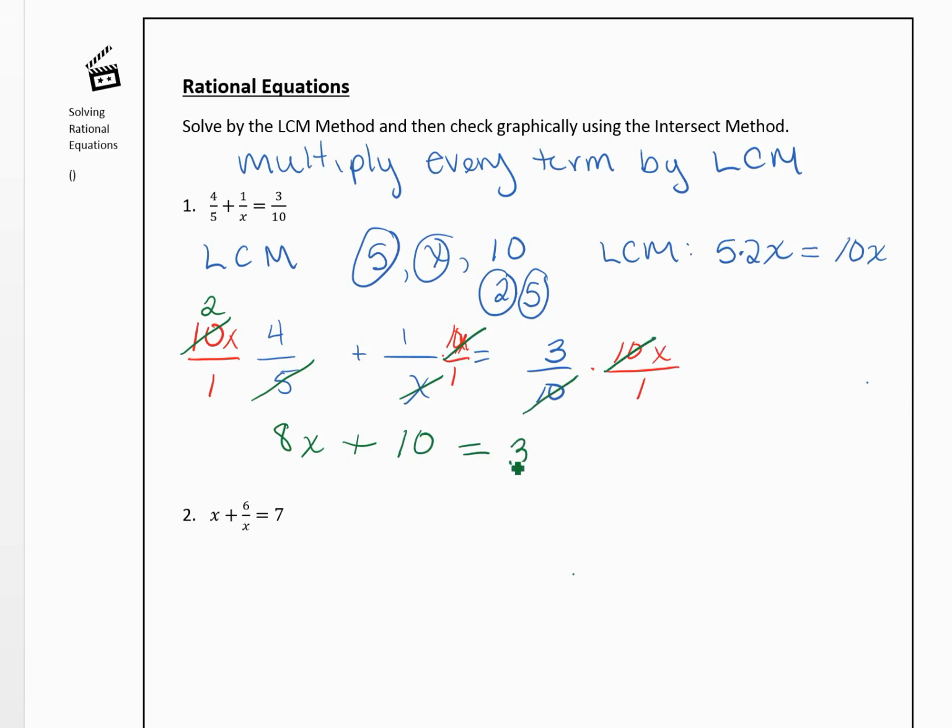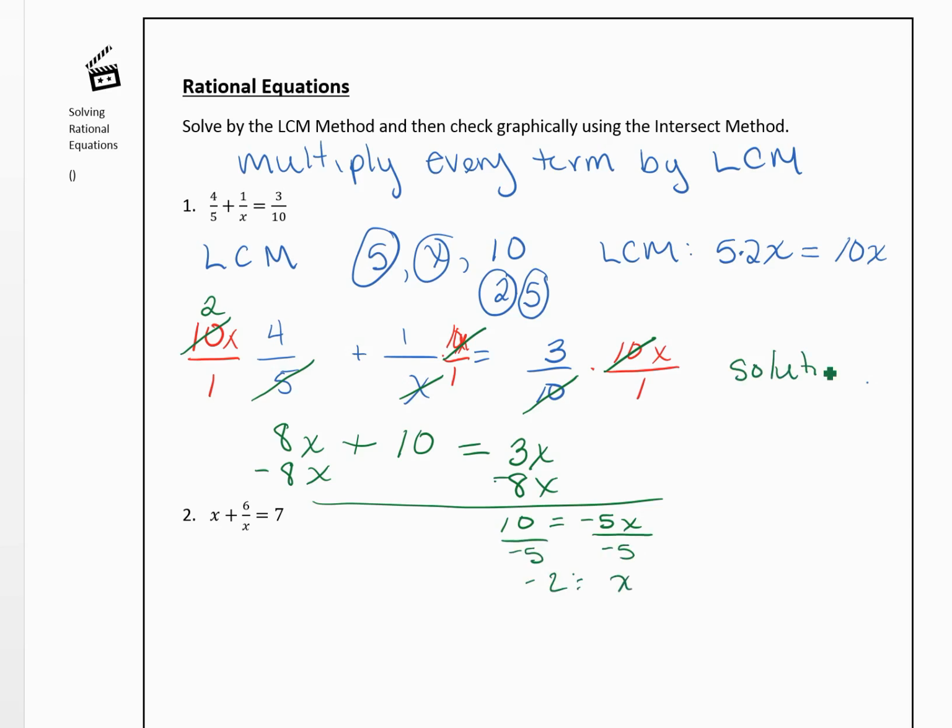Equals, and on this last one, the 10's cancel out, so we have 3x. Now, you'll notice what we have in green here is just a linear equation. It's something we've learned how to solve before. So we can subtract 8x from both sides, and we're going to have 10 equals negative 5x. So we'll divide both sides by negative 5, and we get negative 2 equals x. So our solution is that x equals negative 2.